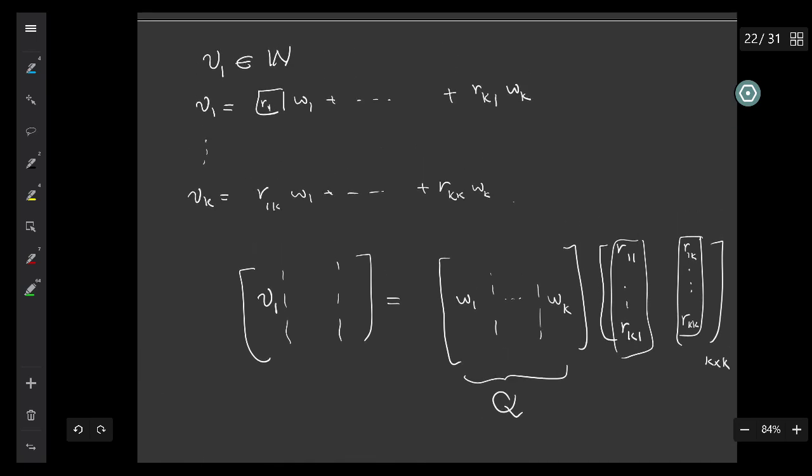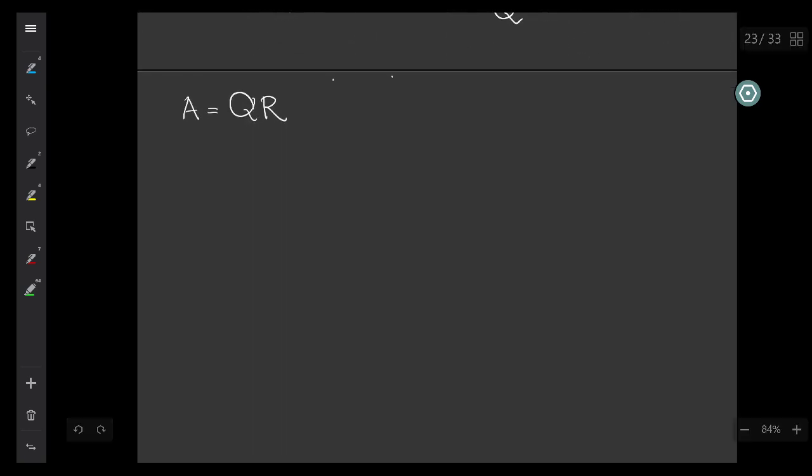And we want to say that, first of all, this is an invertible matrix. Let's also denote it by R. R is invertible, and it's not hard to verify that. So now we have A equal to QR, because of this. Check that R is invertible.